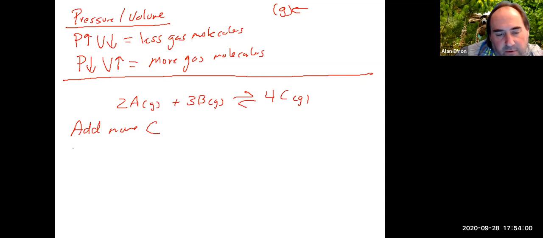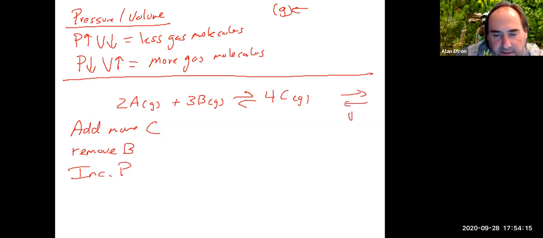If we remove B, which way will it shift? And if we increase the pressure here, which way will it go? Will it shift to the right, shift to the left, or no change? So take a moment and think about what will happen in this reaction here.